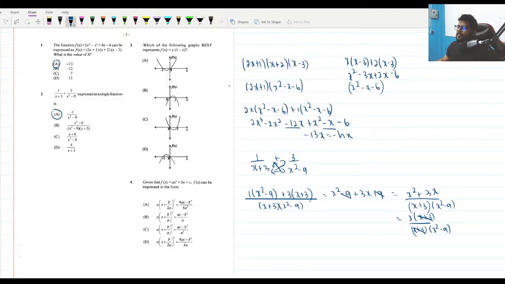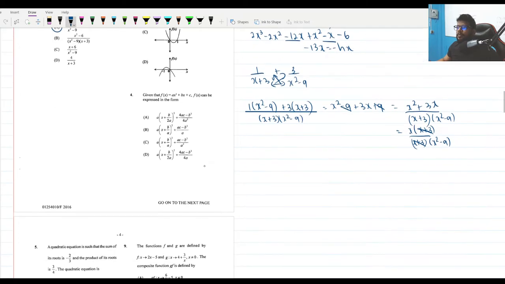Which graph best represents this here? We did this one already. It wasn't B in the answers, but it was this graph cutting at 1 and 0. Boy, this is a nice question, guys. This is a really nice question.